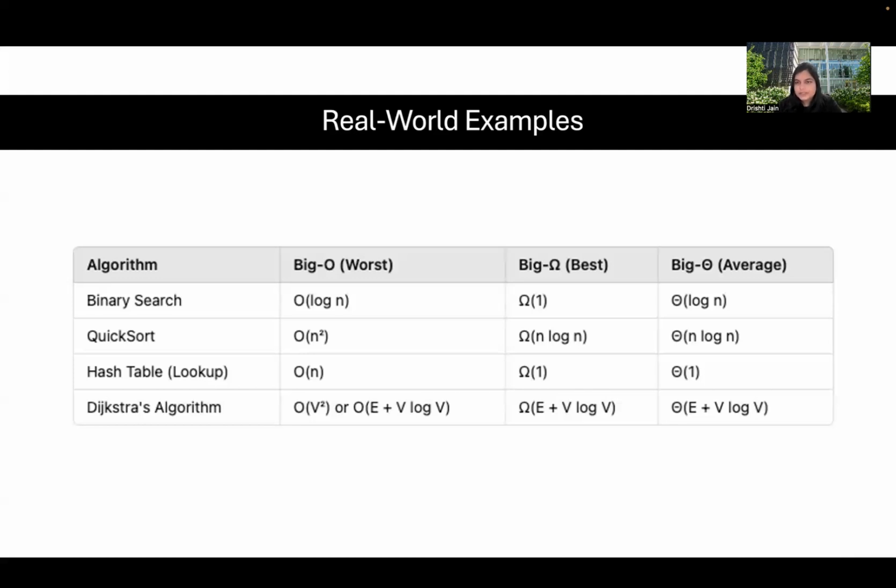Big theta, on the other hand, is the average that you get. So in binary search, it will be theta of log n. Quicksort, it is theta of n log n. Hash table, it is theta of 1. In Dijkstra's, it is theta of e plus v log v. This will help you get a sense of what your actual use case is.